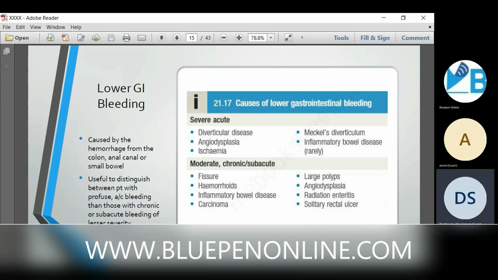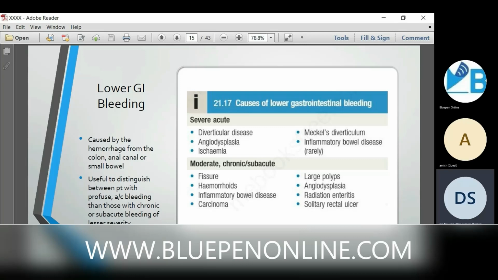And next, what are the causes of lower GI bleeding? Severe acute causes are diverticular disease, diverticulosis, then angiodysplasia, then ischemia, then Meckel's diverticulum. Meckel's diverticulum is the second most common cause of bleeding in children. And inflammatory bowel disease also leads to lower gastrointestinal bleeding.